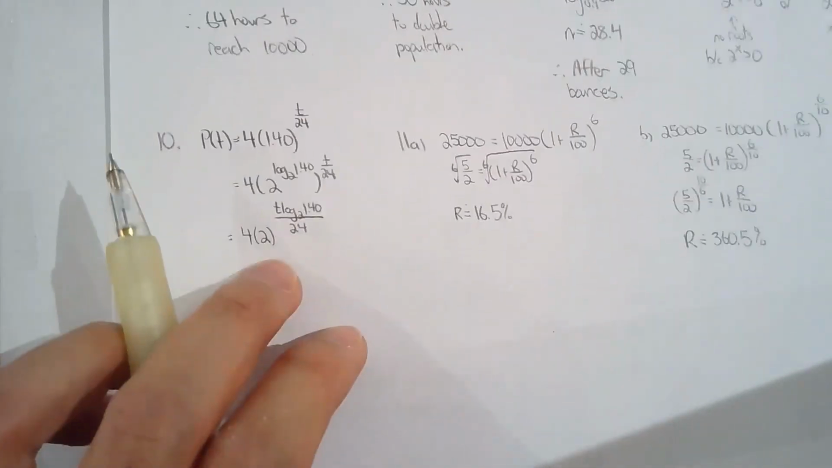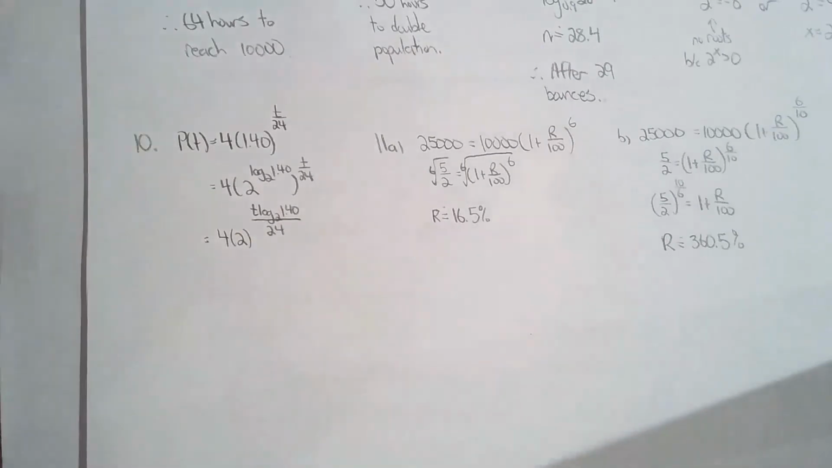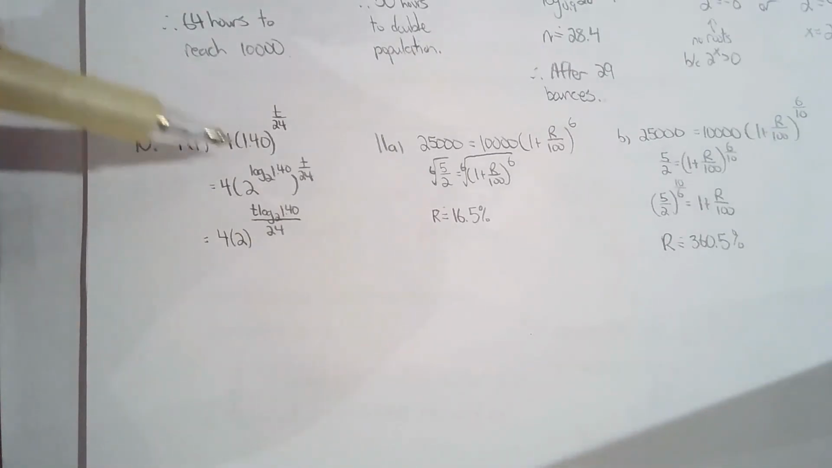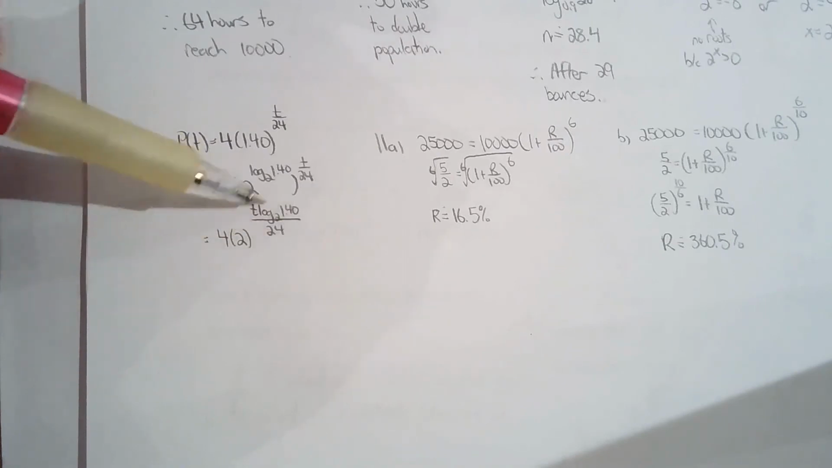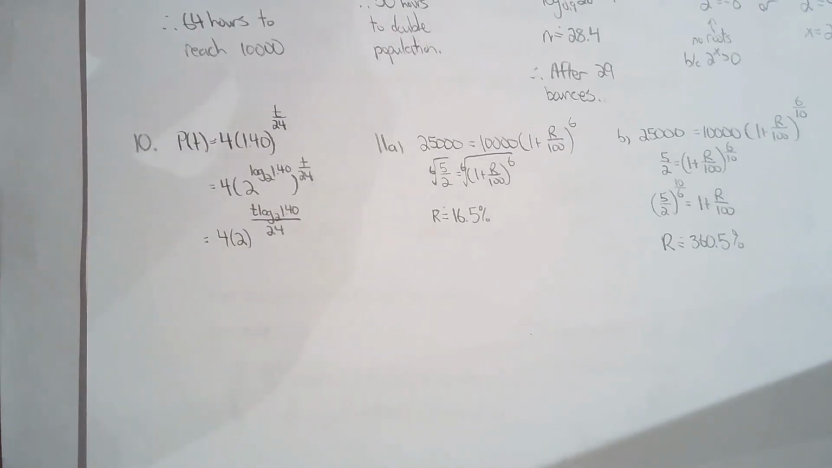Okay, for question 10, we have a base of 1.4 and they want us to change it to a base of 2. And I believe in the answer key, they approximate this value, the exponent, but you definitely don't have to do that. This is a beautiful answer as is. We accomplished what the question asked us to do. They want a base of 2, we gave them a base of 2.